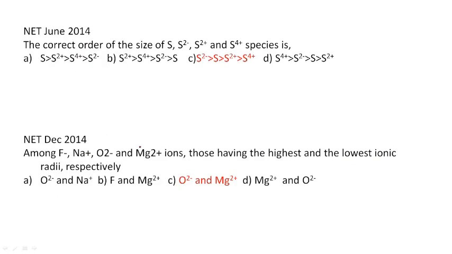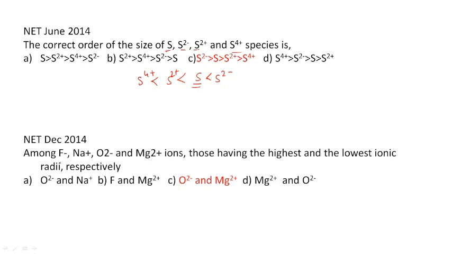These are the questions which have been asked in the NET examination. So here we have the same base element. As I told you earlier, the negative ion has more size than the base element, and the positive ion size is still lesser than the base element. So this is the correct order.